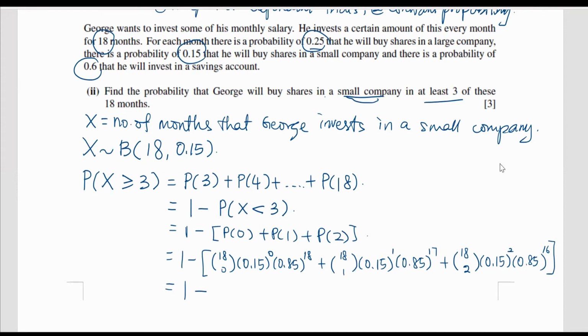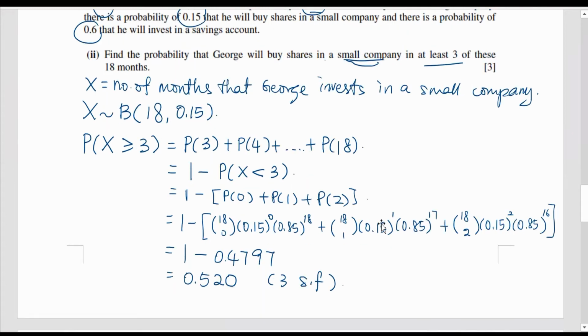Right? So this one will give me the probability of 0.4796966, so it's going to be 0.4797. Then we take 1 minus it, 0.5203. So round off to 3SF, 0.520. Right? So we found the answer for part 2.